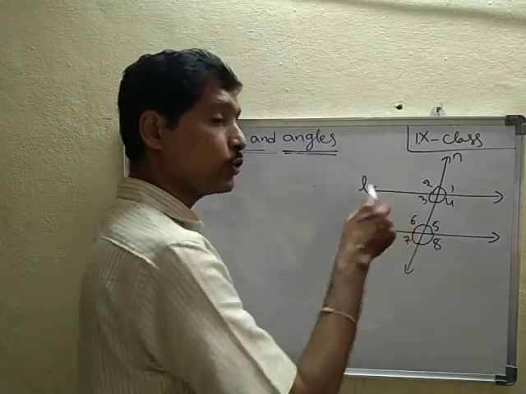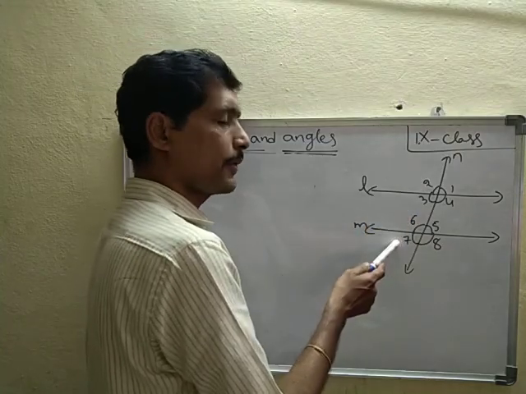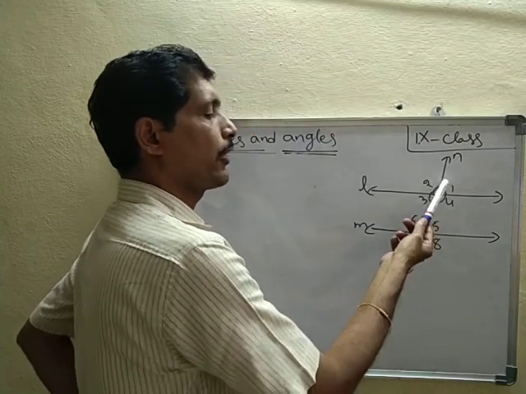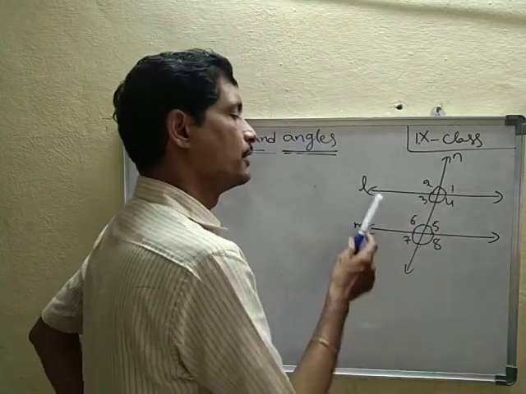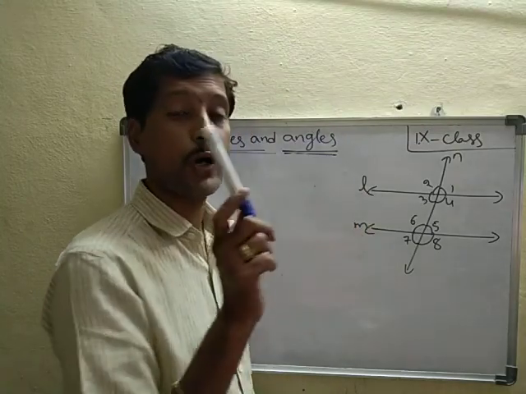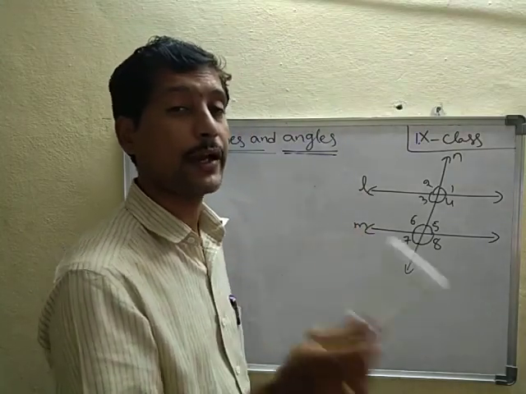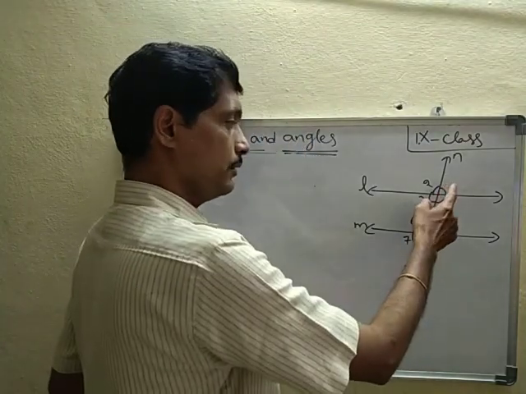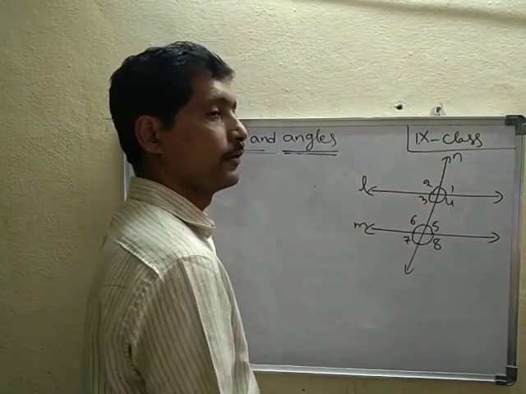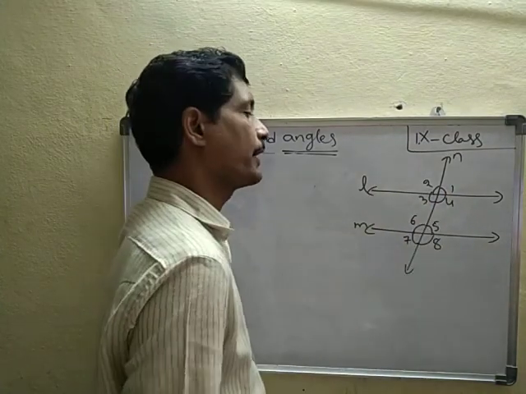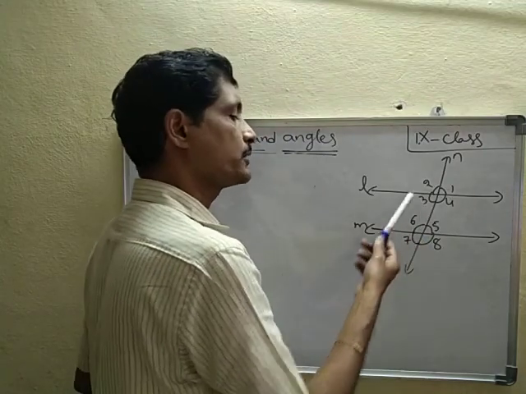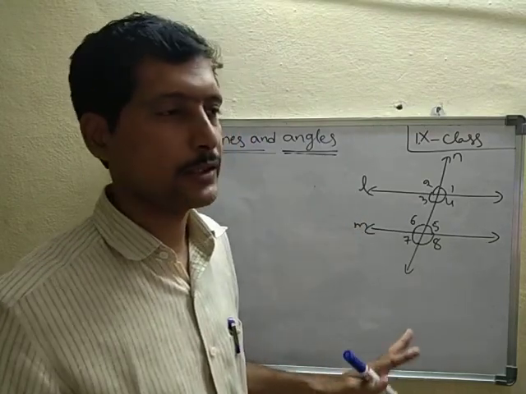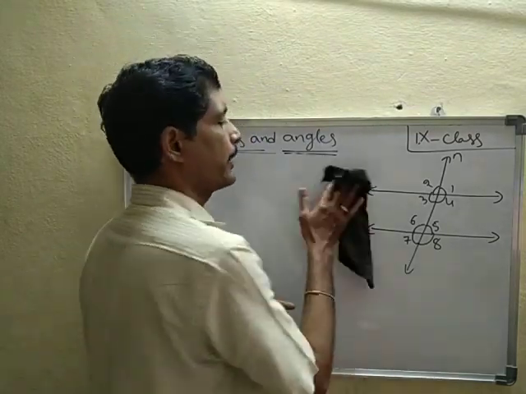Next, co-exterior angles. Angle 2 and angle 7 is one pair. Angle 1 and angle 8 is one pair. Angle 2 plus angle 7 equals angle 1 plus angle 8 equals 180 degrees. These two lines are parallel. The sum of co-exterior angles and the sum of co-interior angles equals 180 degrees. Here, angle 1 plus angle 8 equals 180, angle 4 plus angle 5 equals 180, angle 3 plus angle 6 equals 180, angle 2 plus angle 7 equals 180. Therefore, L is parallel to M. Based on this, there are total 4.3 exercises.